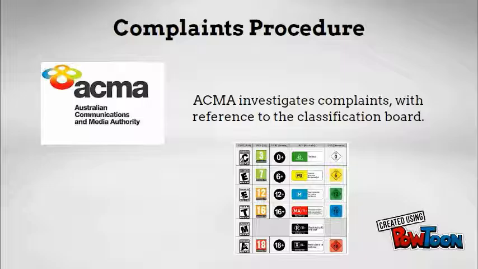Content is potentially prohibited content if the content has not been classified by the board, and, if it were to be classified, there is a substantial likelihood that it would be prohibited content.